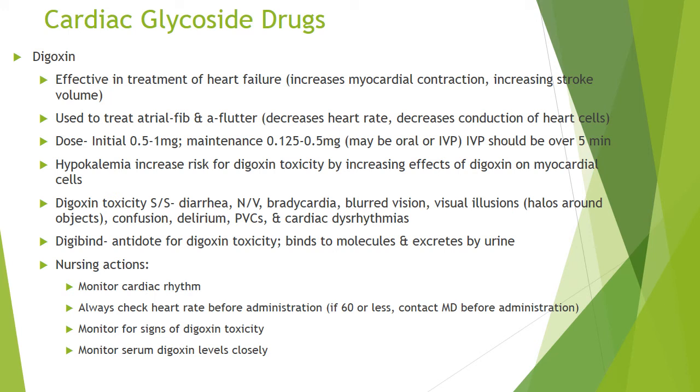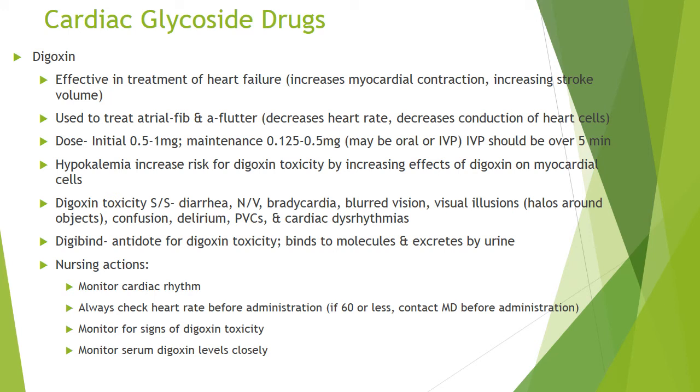An initial dose is 0.5 to 1 milligrams with a maintenance dose of 0.125 to 0.5 milligrams. It may be given oral or IV push, and if we give it IV push, it's important that we push it over 5 minutes. Hypokalemia can increase our patient's risk for digoxin toxicity by increasing the effects of digoxin on the myocardial cells, so it's important that we monitor our potassium levels.